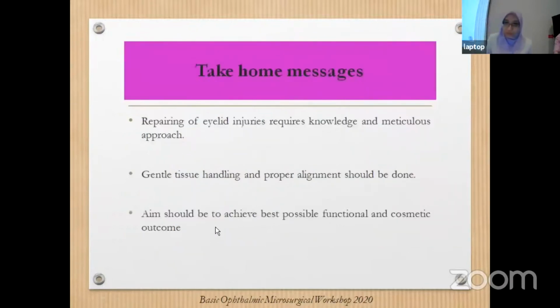The take-home message: repair of eyelid injury requires knowledge and a meticulous approach. Gentle handling and proper alignment should be done, and the aim should be to achieve the best possible functional and cosmetic outcome.